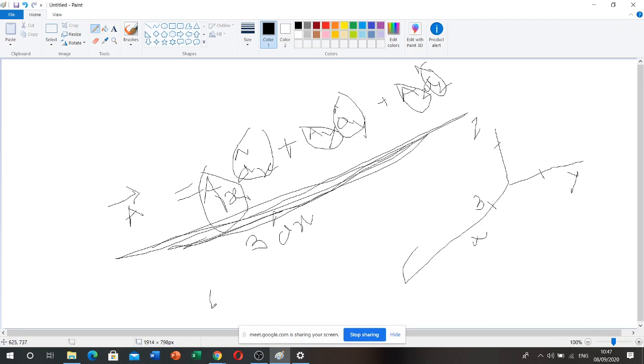Fine. Now how to find the magnitude of the vector when it is given like this? The magnitude is the square root of ax square plus ay square plus az square. Agree? If a vector is in this form, the magnitude is the square root of ax square plus ay square plus az square.